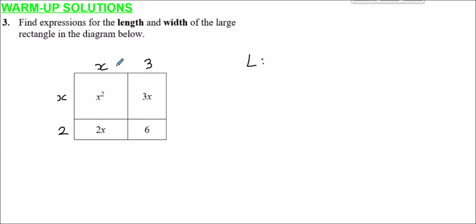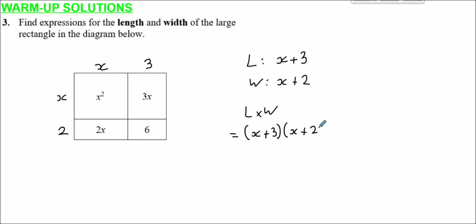So we worked out the length of it is x plus 3. The width of it, going downwards, is x plus 2. How do you work out the area of a rectangle? Well, it's the length multiplied by the width, which is x plus 3 multiplied by x plus 2. Which, if you multiplied it out, would give you this thing here. We'd have x squared plus 3x plus 2x, which is plus 5x plus 6.